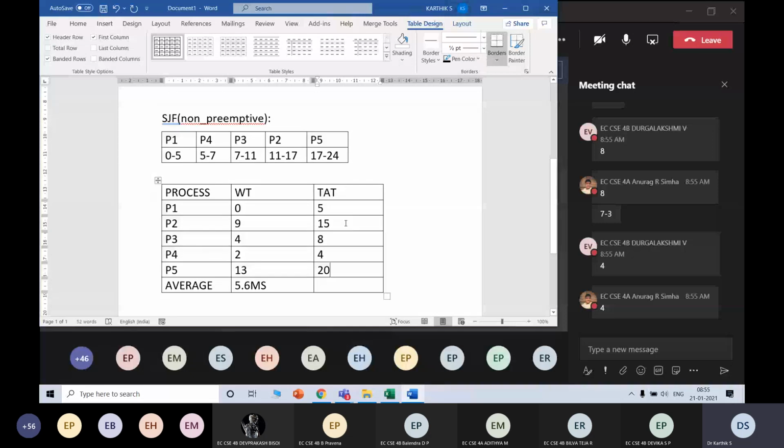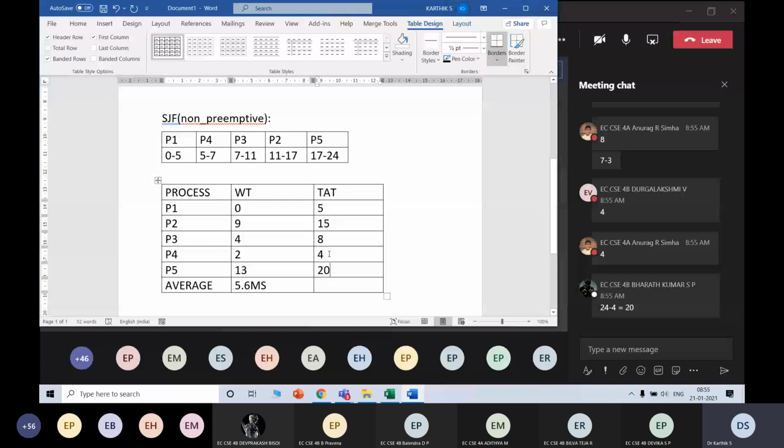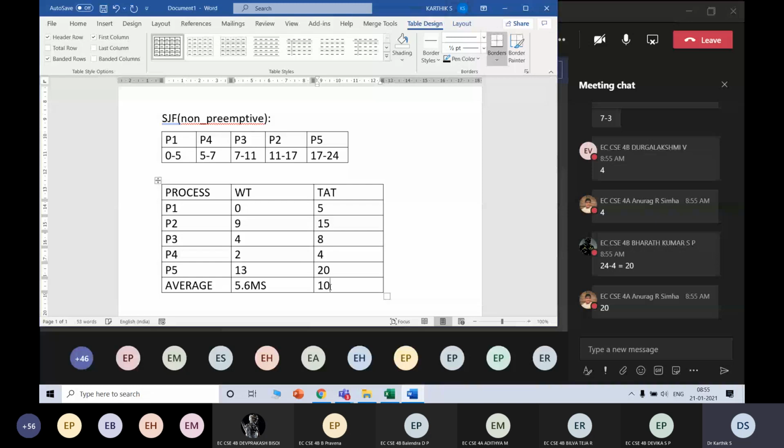You look at the average: 5 plus 15 is 20, 20 plus 8, 28, 28 plus 4, 32, 32 plus 20, 52, 52 by 5, that turns out to be 10.4 milliseconds is the average turnaround time. So this is the non-preemptive SJF algorithm.